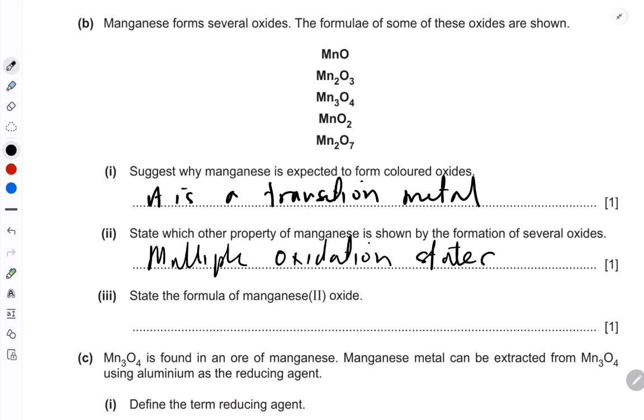Okay, state the formula of manganese 2 oxide. This means manganese with an oxidation state of 2, right? We always write it opposite, right? And then oxygen, we all know is 2. You simplify, giving you MnO.